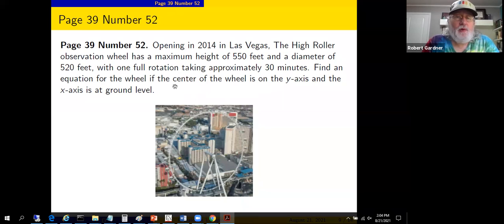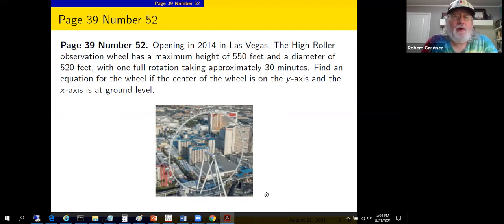We're looking for the equation for the wheel, the equation for the circle here, under certain conditions. The fact that it rotates and takes some amount of time to rotate is irrelevant. We're looking for an equation for the circle that corresponds to the wheel. If the center of the wheel is on the y-axis, so we'll introduce a vertical y-axis and let the center of the wheel lie on that y-axis. And the x-axis is at ground level, somewhere down here. We'll draw a schematic of it on the next slide.